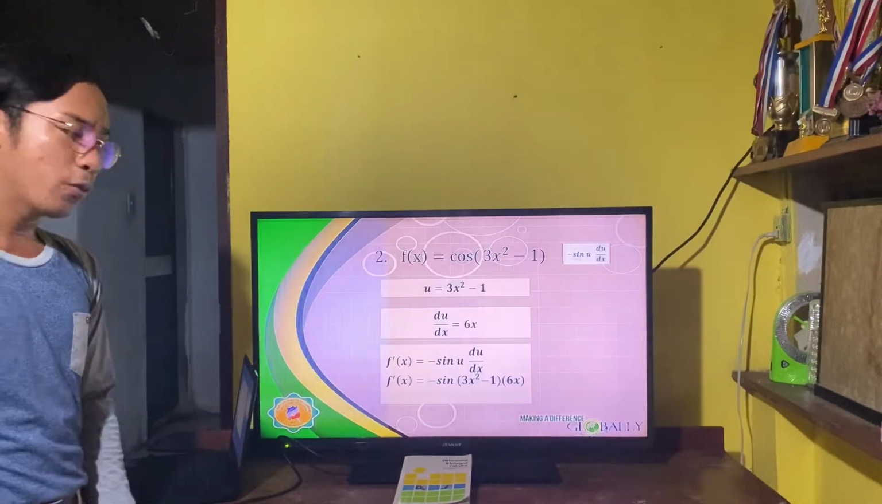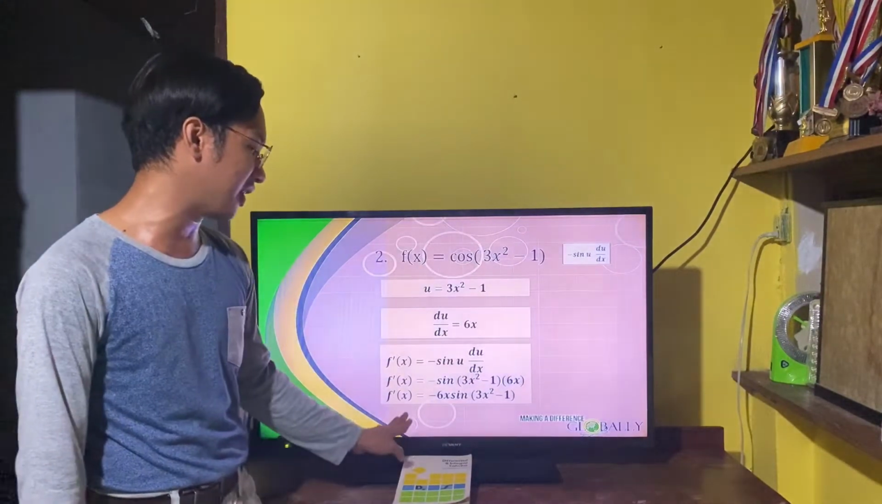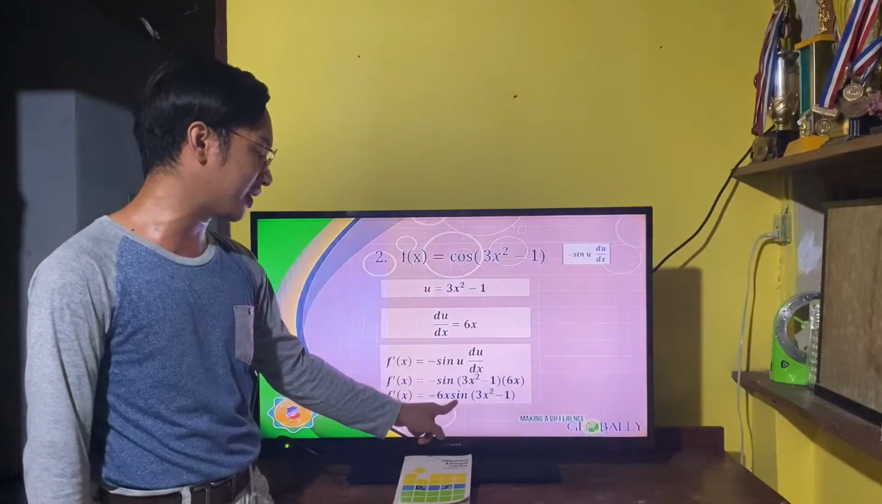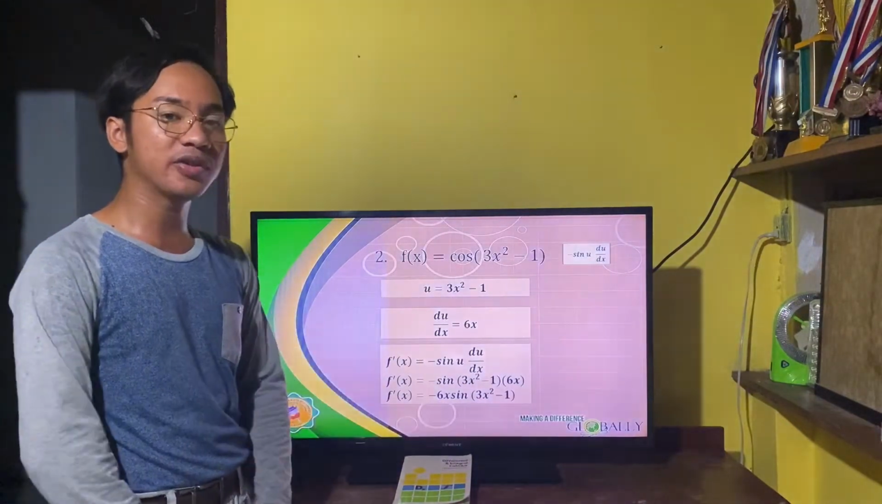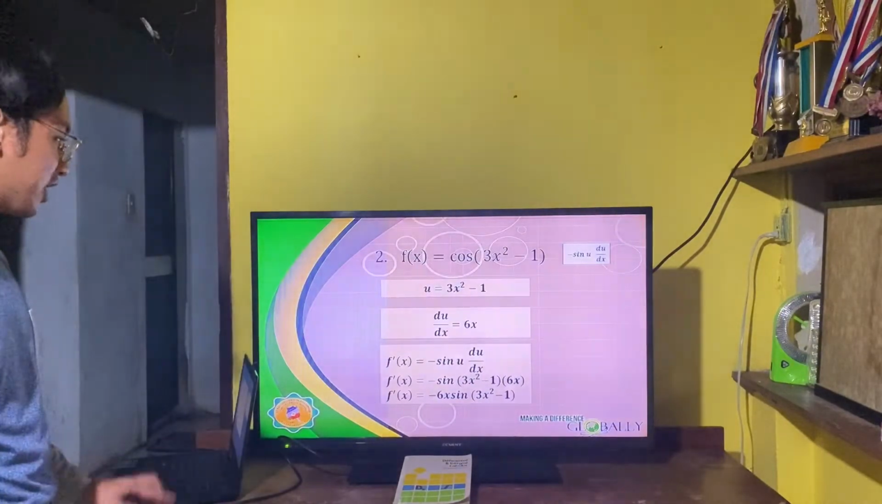So therefore, we have to rewrite this in the standard form. That is why our final answer is negative 6x sine quantity 3x squared minus 1. So let's proceed to the next problem.